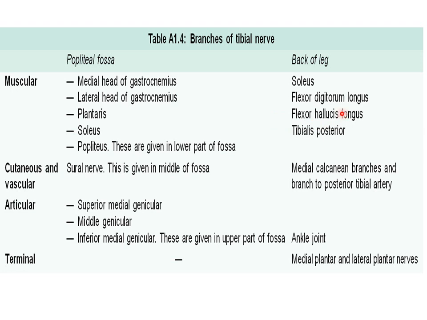Then we have the cutaneous branch. This is given in the middle of the popliteal fossa, that is the sural nerve. So it arises in the middle of the popliteal fossa. This sural nerve runs vertically downwards underneath the deep fascial roof of the popliteal fossa, and it leaves the popliteal fossa by piercing the roof near the inferior angle of the popliteal fossa.